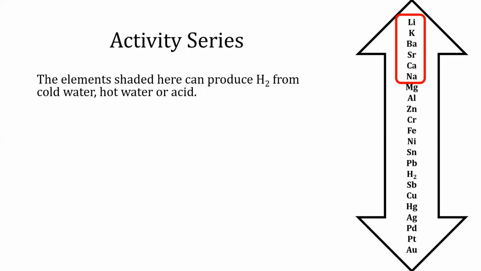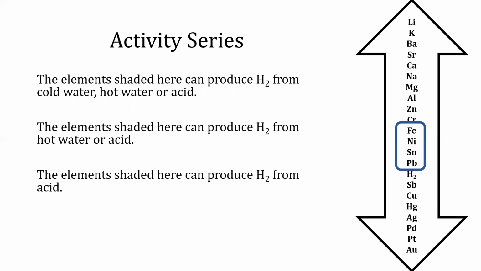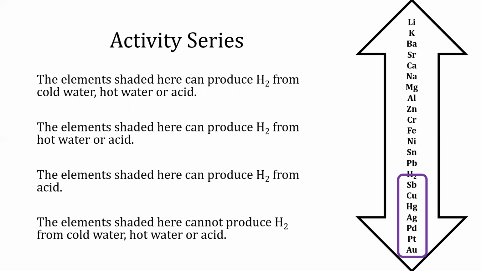The element shaded here can produce H2 from cold water, hot water, or acid. The element shaded here can produce H2 from hot water or acid. The element shaded here can produce H2 from acid. The element shaded here cannot produce H2 from cold water, hot water, or acid.